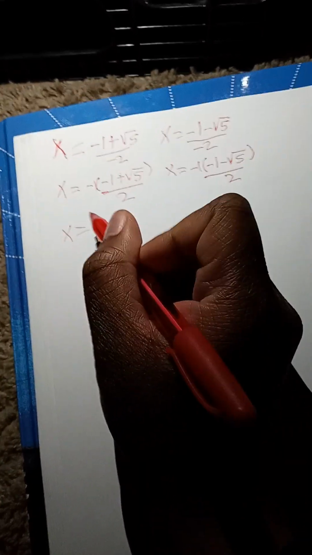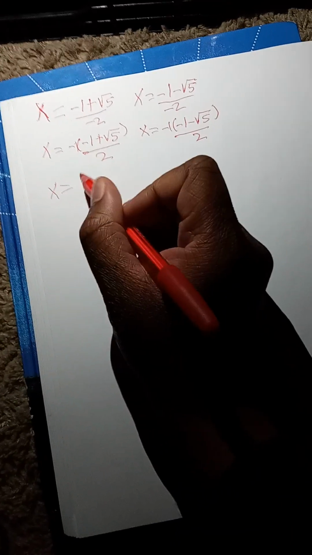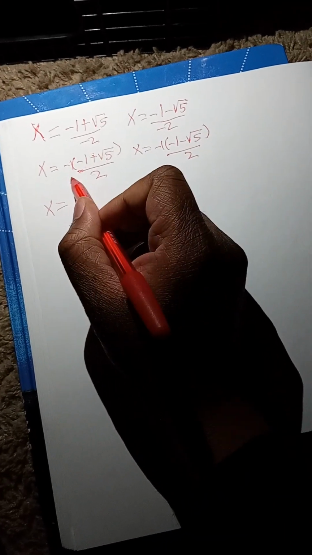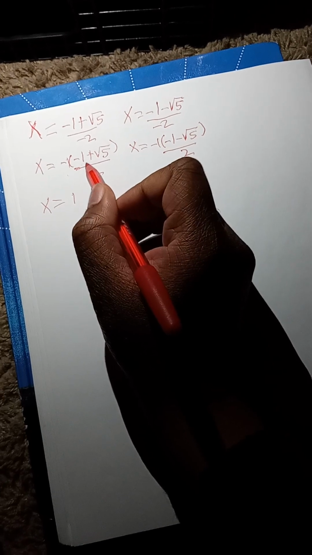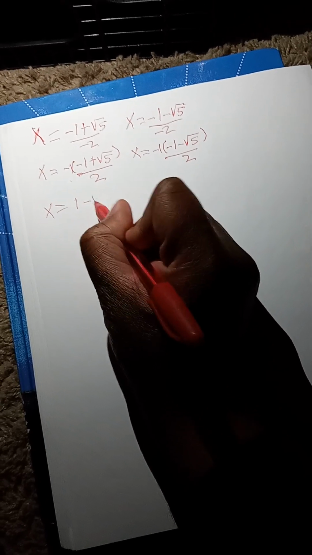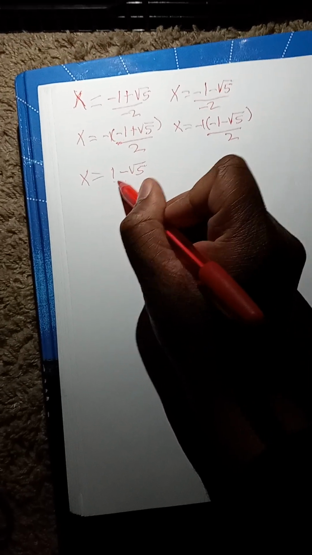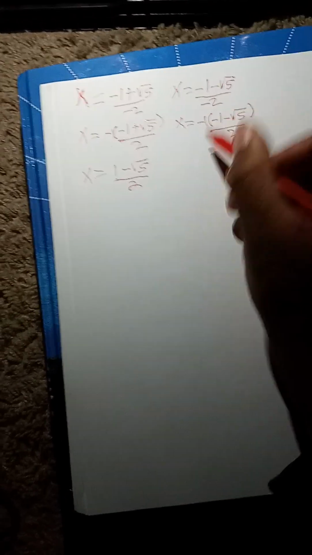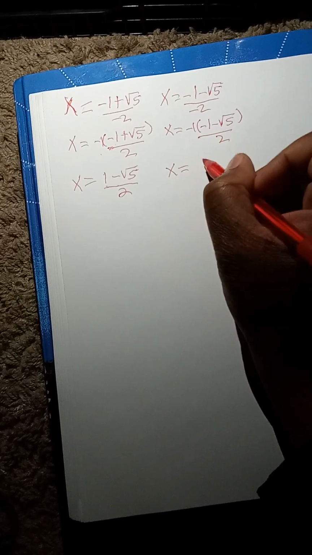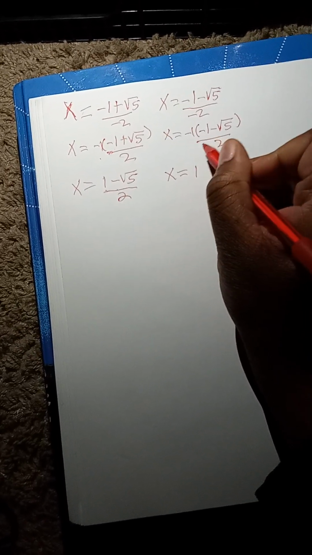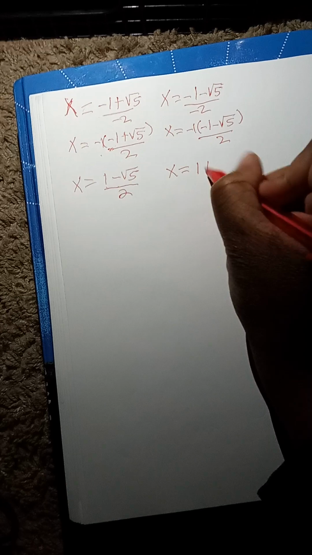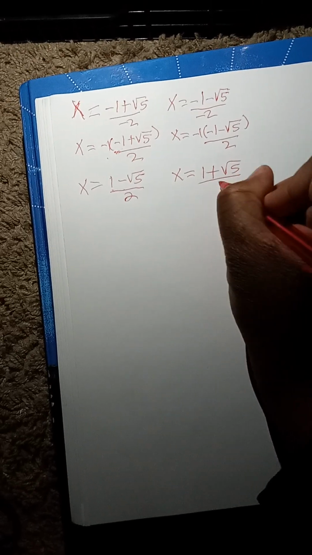So x will equal, when we distribute negative 1 through, negative 1 times negative 1 is 1. Negative 1 times a positive square root of 5 will be minus square root of 5, all over 2, and x will equal negative 1 times negative 1 is 1, and negative 1 times negative square root of 5 is plus square root of 5 over 2.